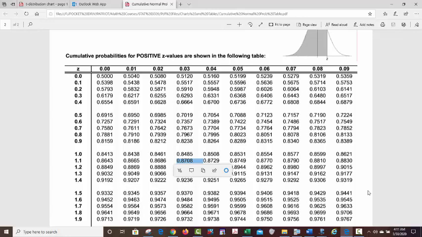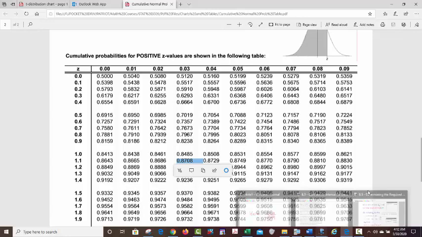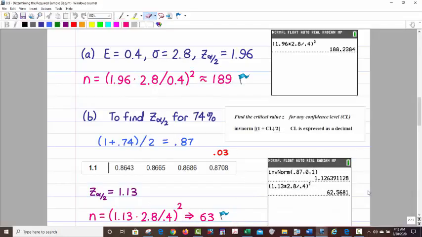So the Z that corresponds to a 74 percent confidence level, which we then converted to a percentile by going 1 plus confidence level over 2. That's what you're doing by doing that. You're making it a percentile. So we converted to the 87th percentile. So that's 1.13. And there it is, 1.13.